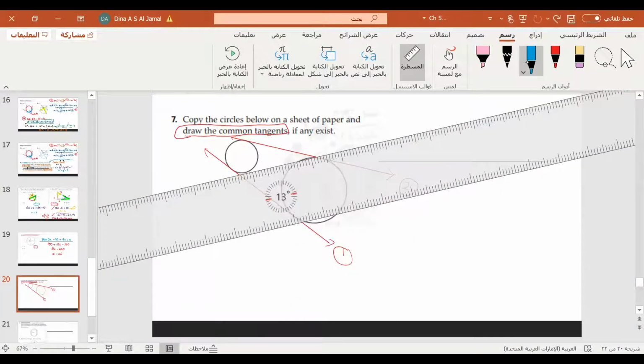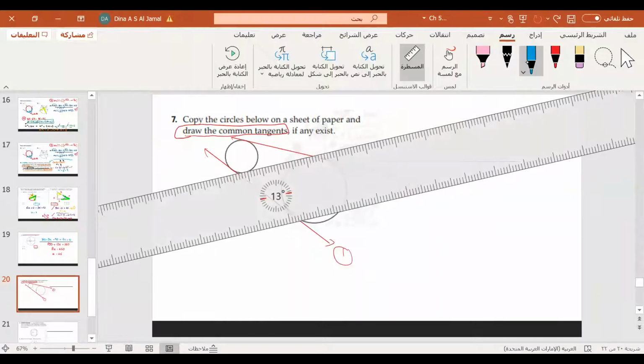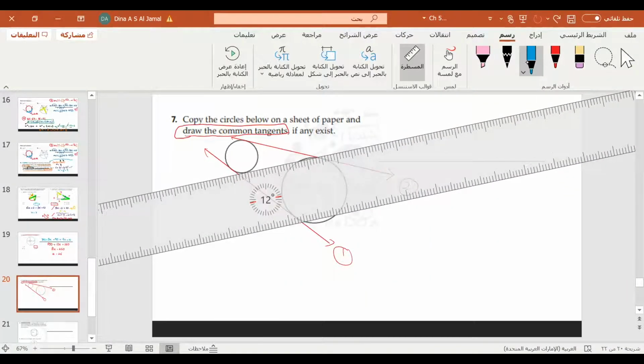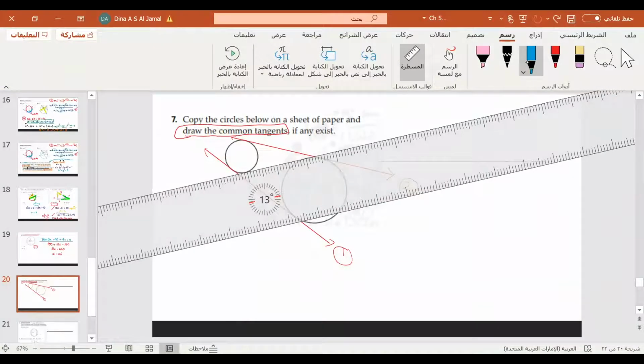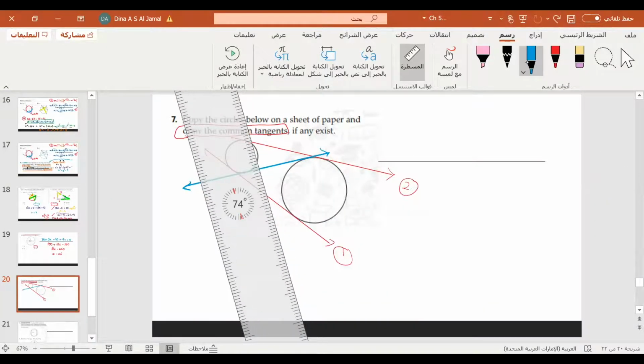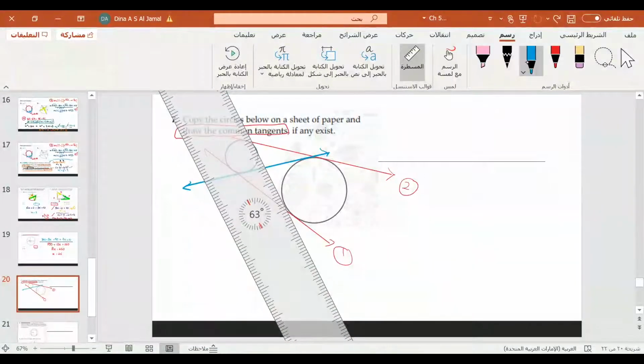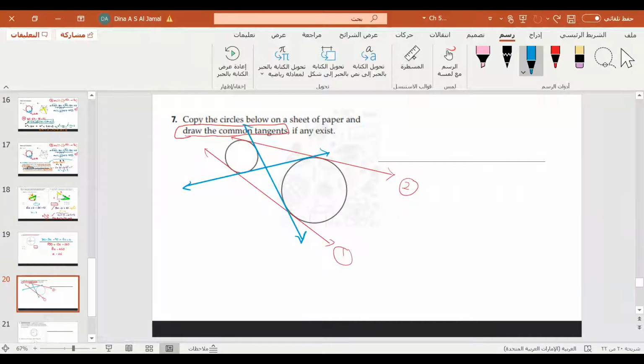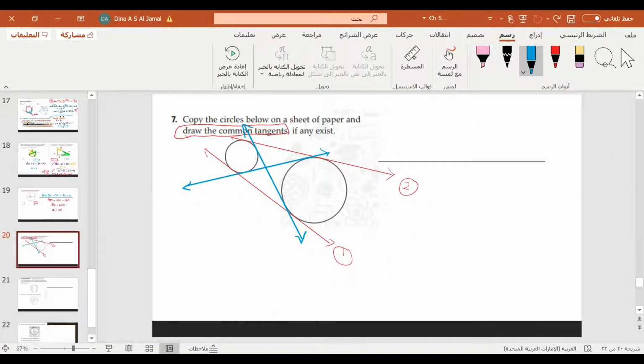If I can join or take a tangent from this circle to the other circle, then that would be good. So that means I can connect, but let me just have it down a little bit. It is a thick line, but it will be good. Now let's connect between them to the other side with a tangent. This is what I call the common tangent. It should pass through one point for each circle.